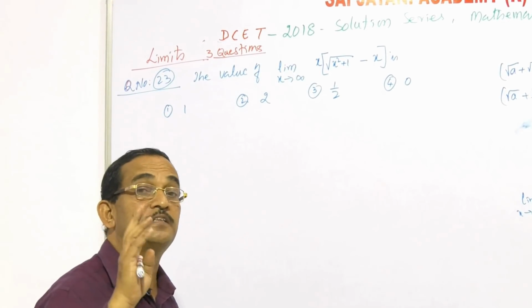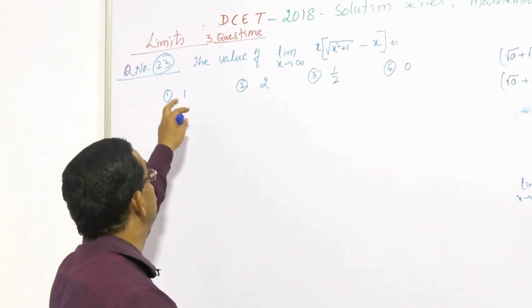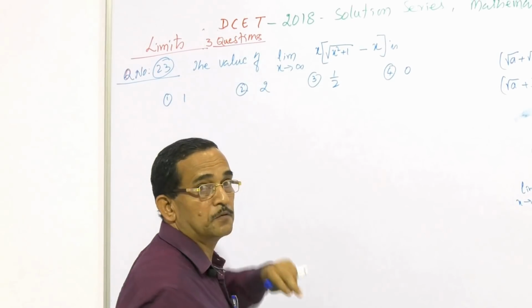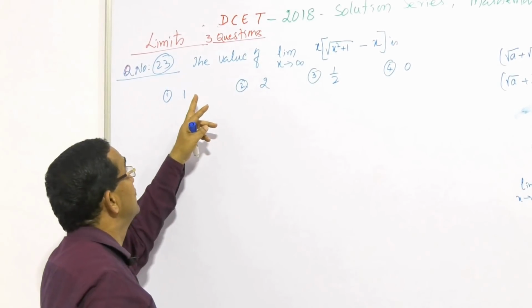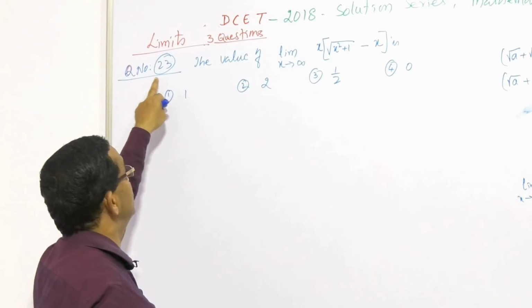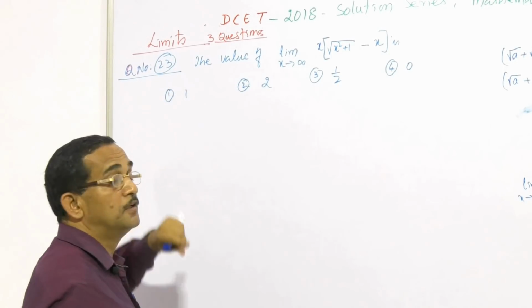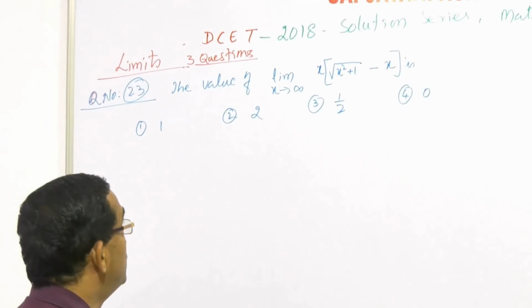So in limits, there are three questions, right? Limits, how many questions? Three questions. According to that, now I take the first question. According to the series, it is question number 23. So what are we asked to find?